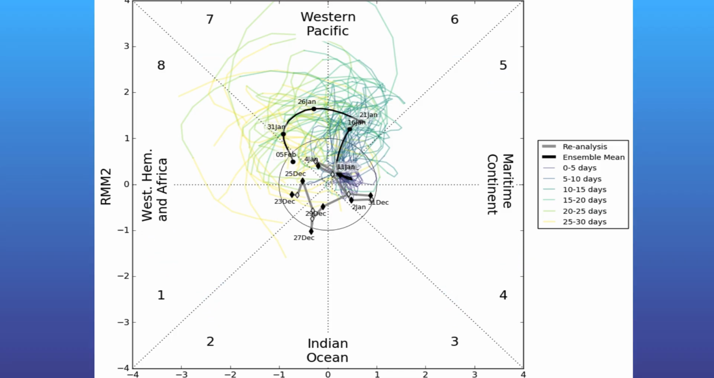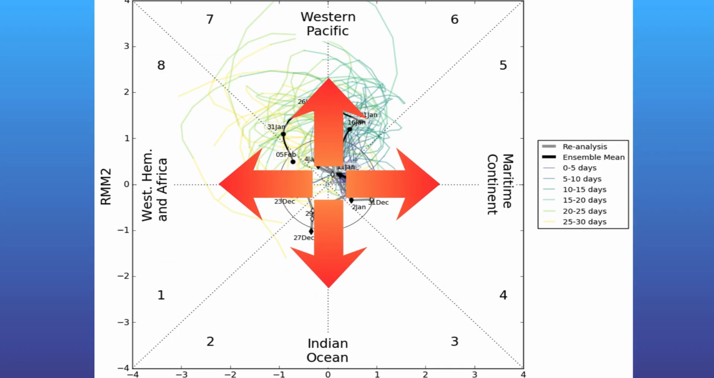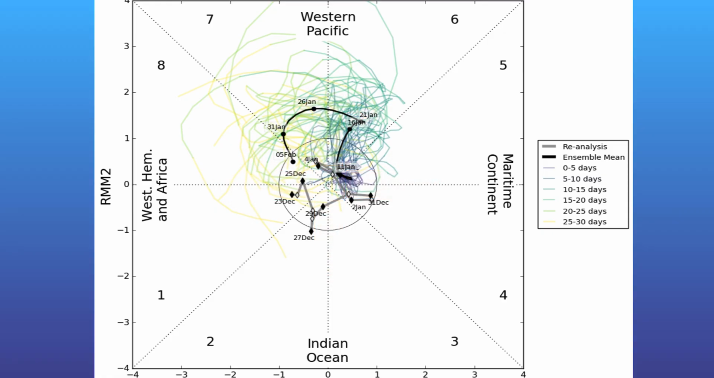Second, the distance of the line from the center circle indicates the strength of the pulse. The center is the null zone where the MJO is weak or disorganized, but as the line moves further outward, the signal becomes more powerful and influential on global weather patterns.